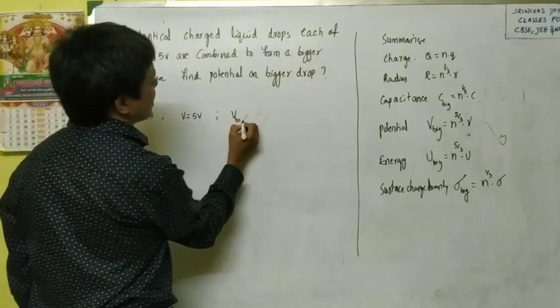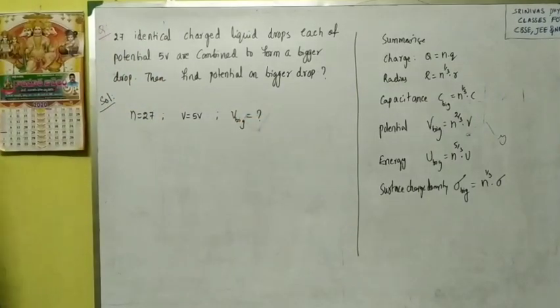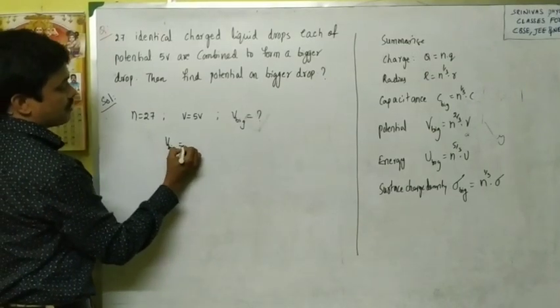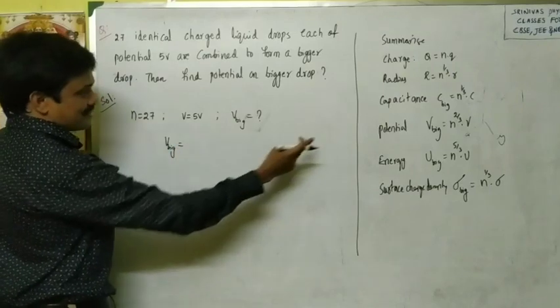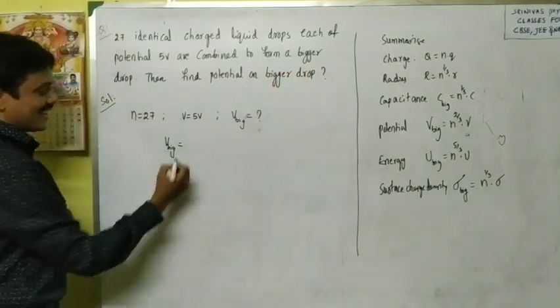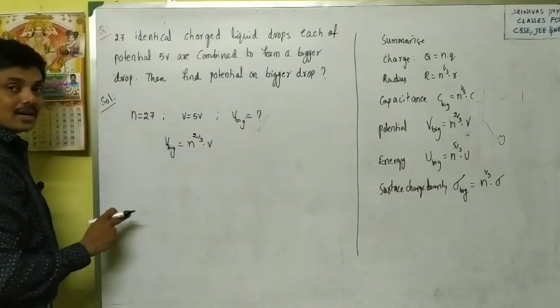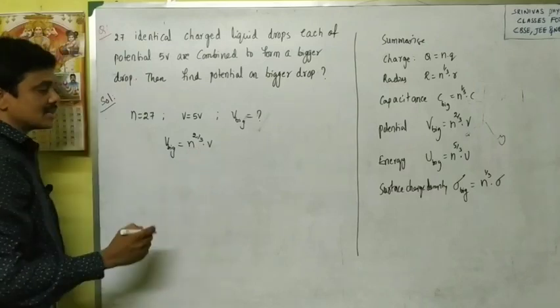It was a very simple problem if you know the formula. In the objective also they asked, it is a previous question, right? In the CBSE also they asked this question. Let us see what is the formula. If you know the formula then it is very easy: potential on the bigger drop is n power 2 by 3 times the potential on the smaller drop.